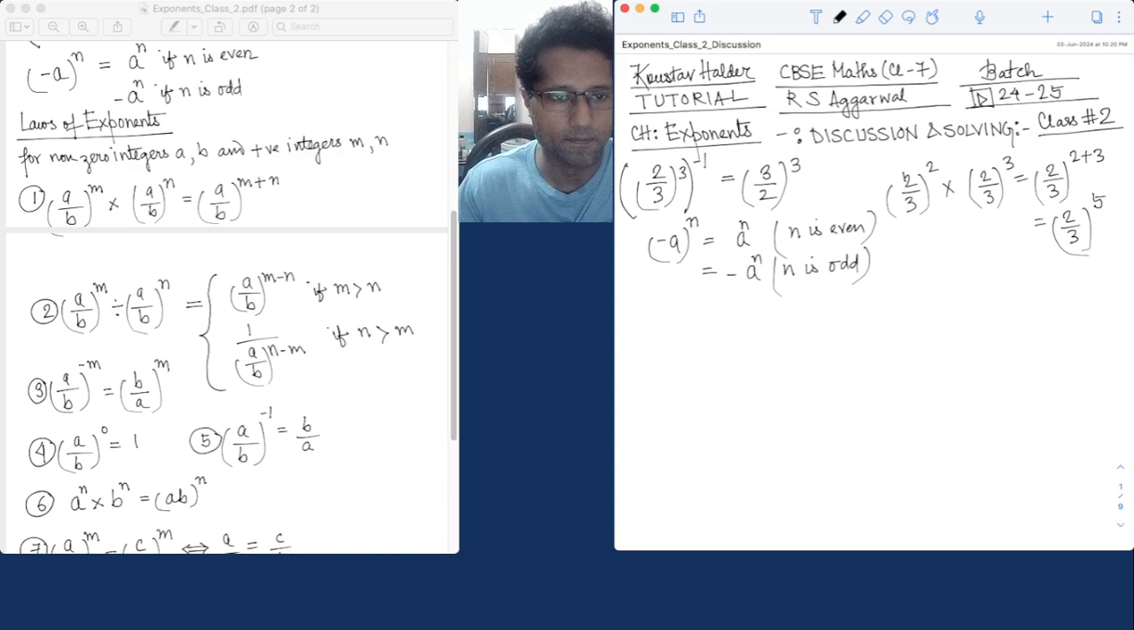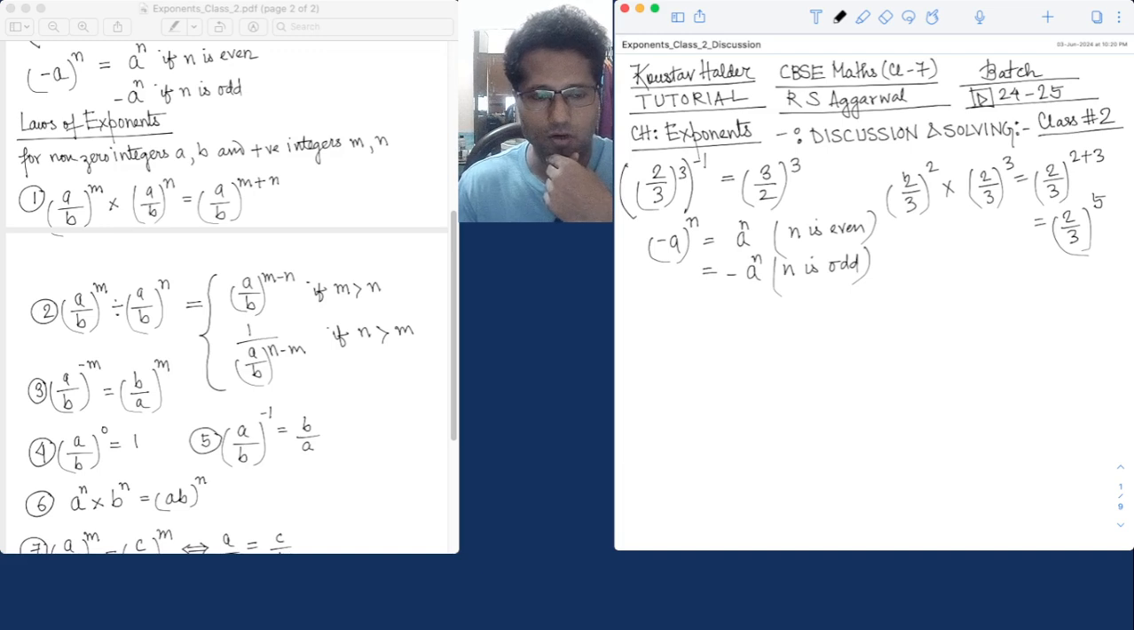Okay. Law 1 is the law of multiplication of two exponents. When I say exponents and powers, I mean a rational number raised to a power, that is a by b raised to the power m or n. So that is what I mean when I say powers or exponents. Law 1 is a product of two exponents having the same base but different powers. Power means the exponent or index.